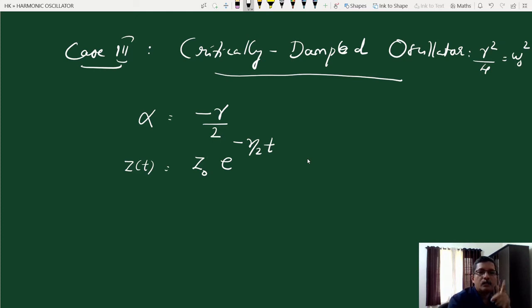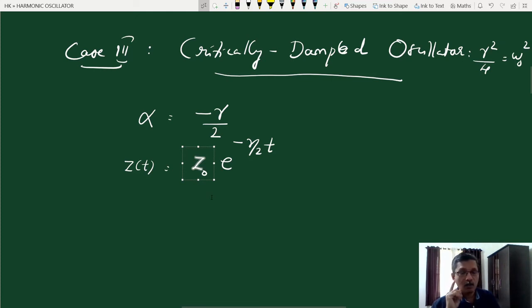Now the problem with this solution is that it contains only one unknown constant z0. Gamma is not an unknown constant because gamma is simply b by m. So we know the value of b and m. So gamma is not an unknown. The unknown constant here is z0, which has to be evaluated from the initial conditions.